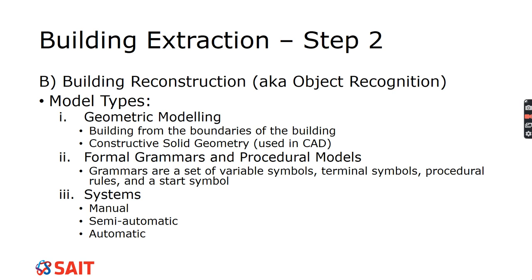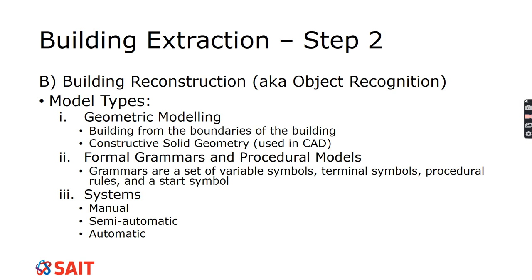So geometric modeling, this is building from the boundaries. It's called constructive solid geometry if you do it in CAD. And so you're kind of pulling out that building, and you're going to create that building, and you're going to be able to draw the whole thing in 3D. Formal grammars and procedural models, this is a really complicated program of algorithms where you have variables and symbols, and you have some rules that you set within the algorithm, and then it'll automatically pull it out.